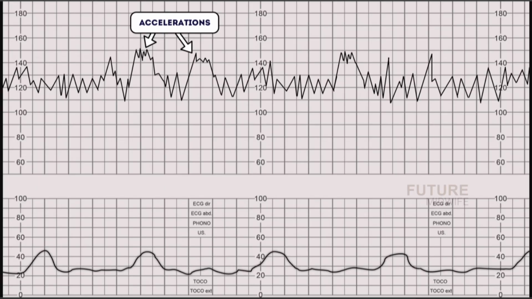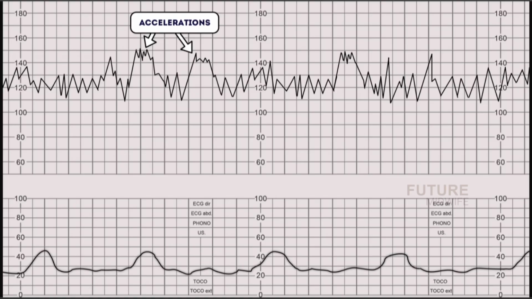Next characteristic is acceleration. They are an abrupt increase in baseline heart rate of more than 15 beats per minute for more than 15 seconds. The presence of acceleration is reassuring. Antenatally, there should be at least 2 accelerations in every 15 minutes. Accelerations occurring alongside uterine contraction are a sign of a healthy fetus. However, the absence of acceleration in an otherwise normal CTG will be considered as abnormal.